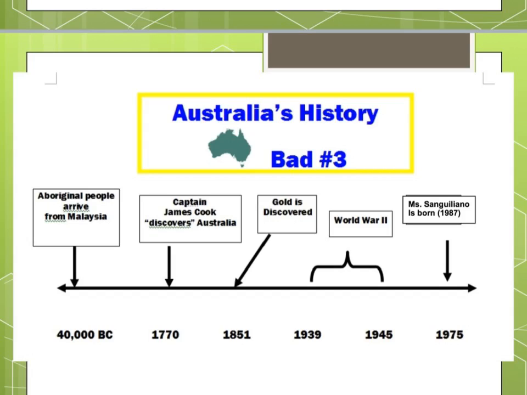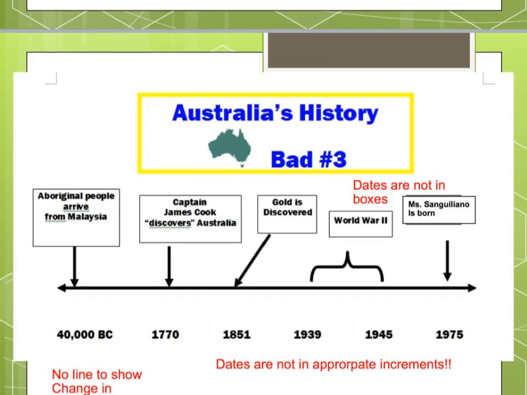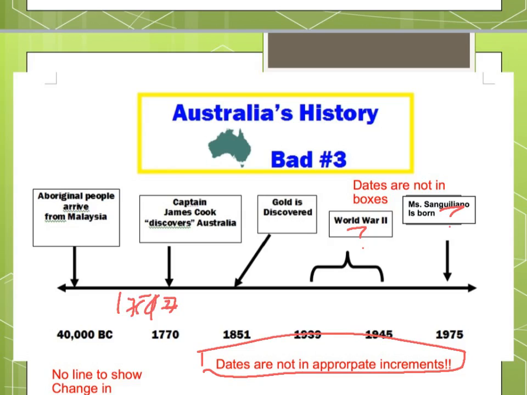Go ahead and tell me what's wrong. Did you figure out there are no dates in the box? When was I born? World War II? And the dates, in addition, are not in appropriate increments. The other ones were by tens, or by 50s. So 1750 would be here. 1850. 1900. Sorry, there should be an 1800 here. There's also no squiggly lines to show a change in date.